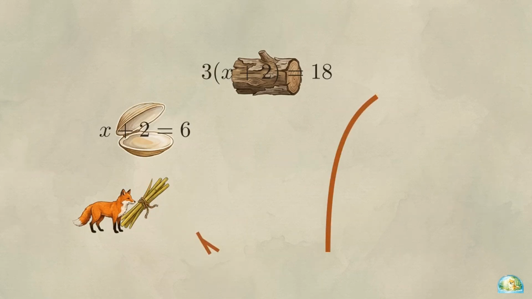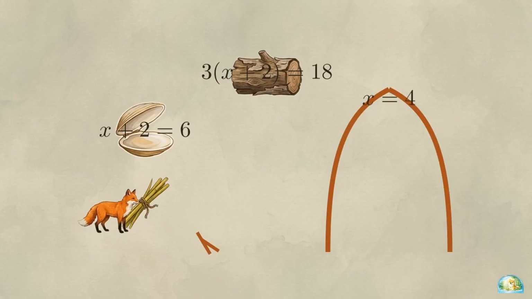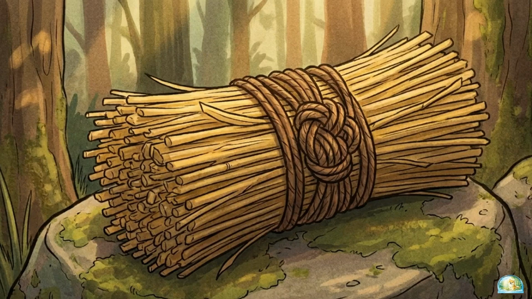Finally, the fox removes the 2 extra reeds from the bundle. Subtracting those internal units isolates the exact variable, 4. Grouped quantities act as protected blocks. Identifying and isolating the entire group first simplifies the path to the solution.